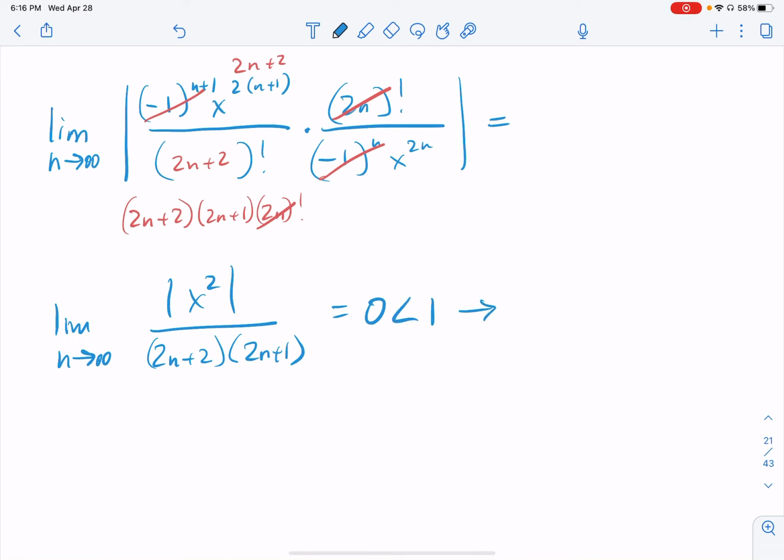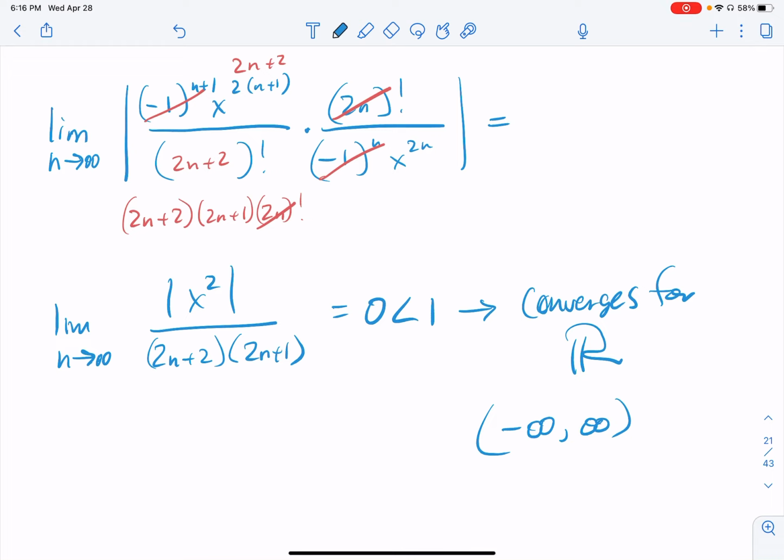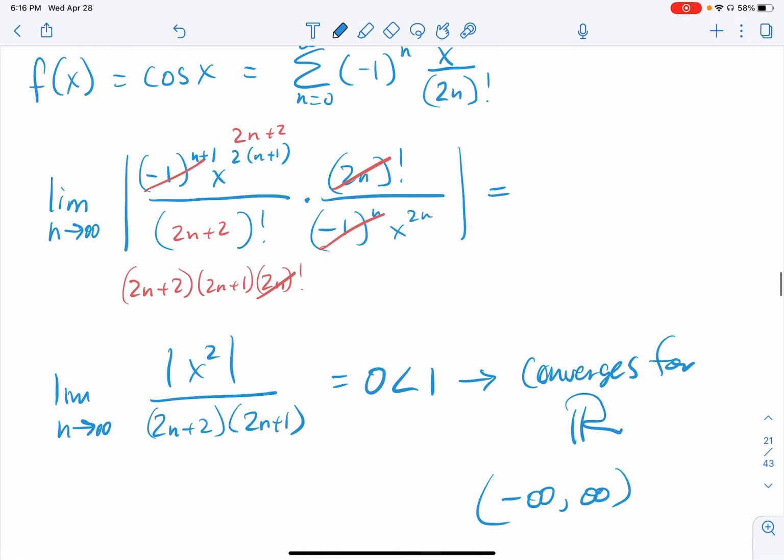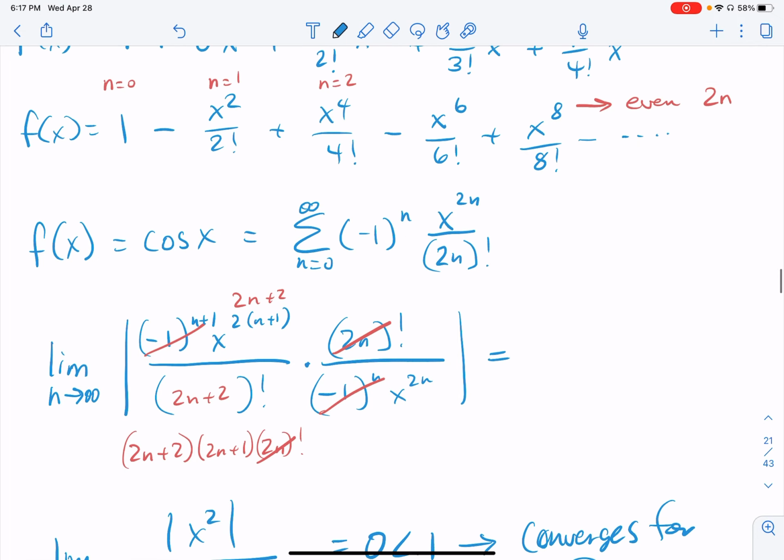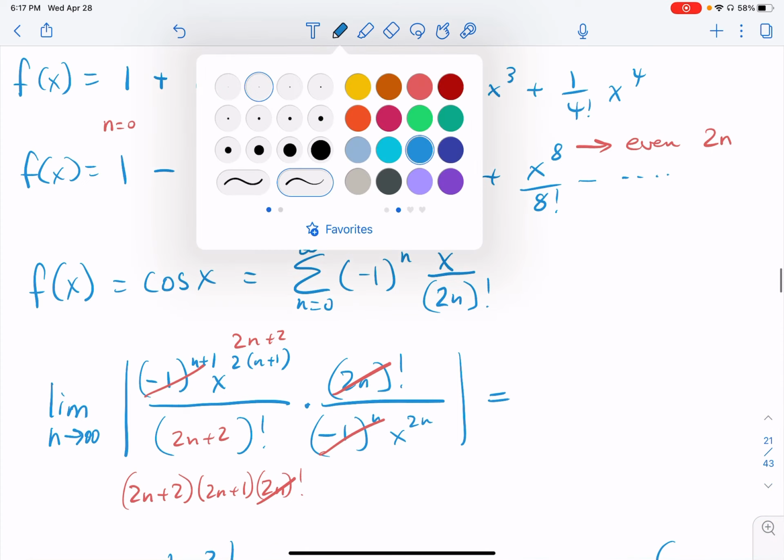And we know that that means that this thing converges for all real numbers. Negative infinity to infinity. And there you have it. There is the Maclaurin series for cosine.